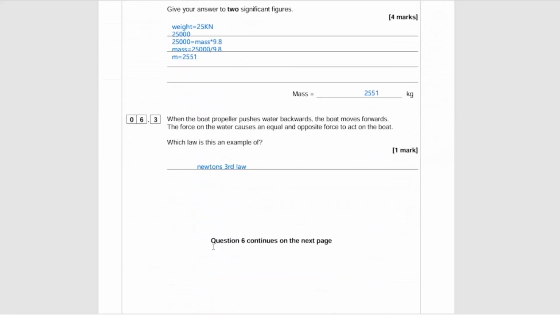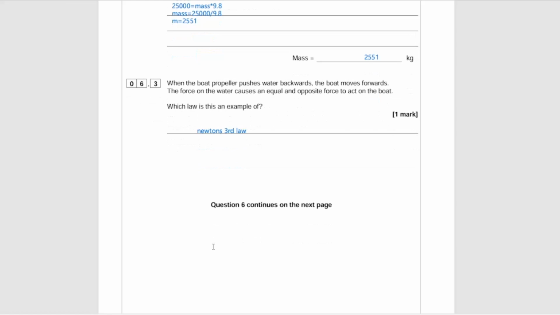And then for question 3.6, when the boat propeller pushes water backwards, the boat moves forwards. The force on the water causes an equal and opposite force to act on the boat. What law is this an example of? And of course, it's an example of Newton's third law.